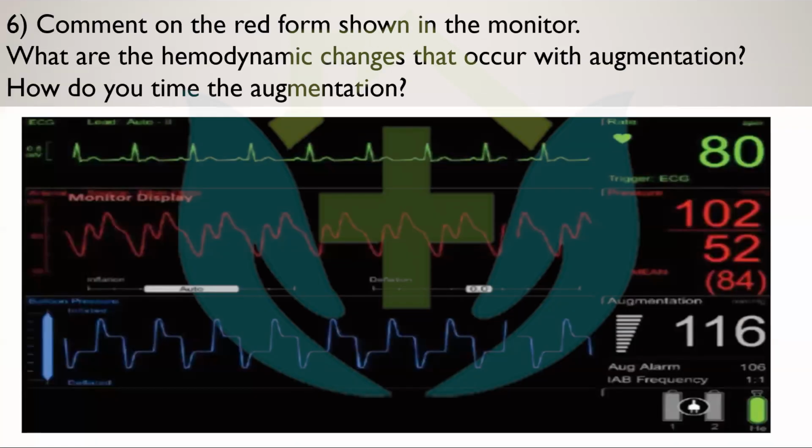Next, comment on the red form shown in the monitor. What are the hemodynamic changes that occur with augmentation? How do you time the augmentation? Very typical, very likely IABP.